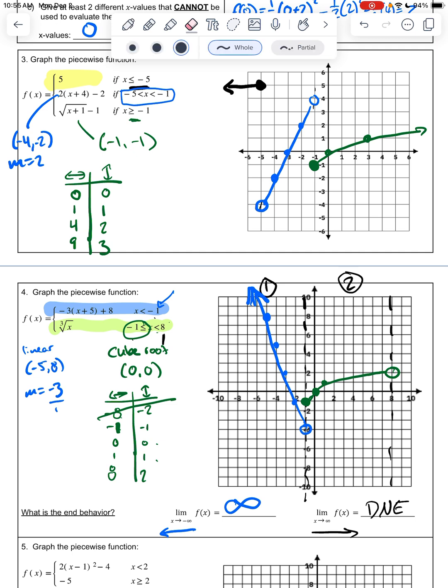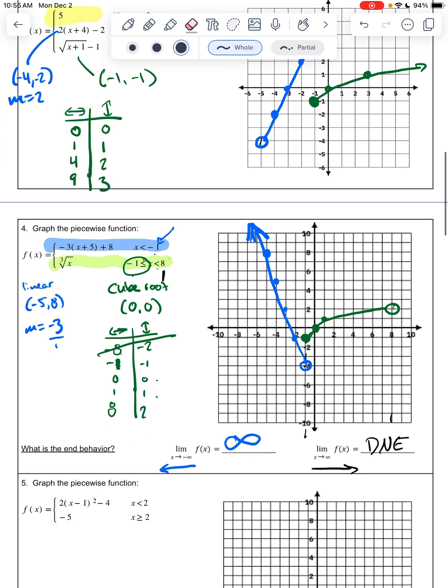Let's finish cleaning up this graph real quick. I'm going to get rid of the boundaries because they're not actually part of the function. I'm also going to erase that. So that's what our graph looks like. That's our end behavior. Let's move on.